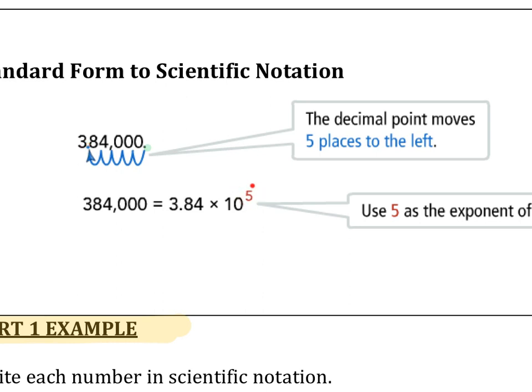You had to move the decimal point 5 spots to the left, so it's 10 to the fifth power. Your base will always be 10, and your power is determined by how many spaces you have to move. Because we move to the left in this case, it's positive, but it could be negative if we're moving the other direction, to the right. And 3.84 is the result of moving that decimal point 5 spaces. You have 3.84 after that.